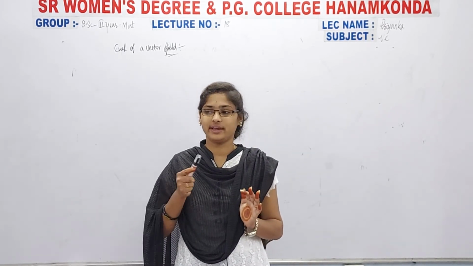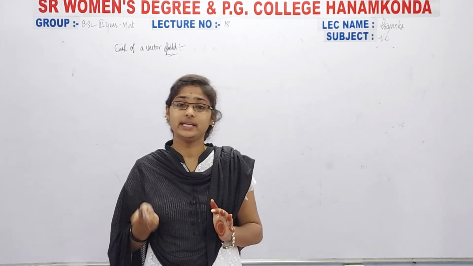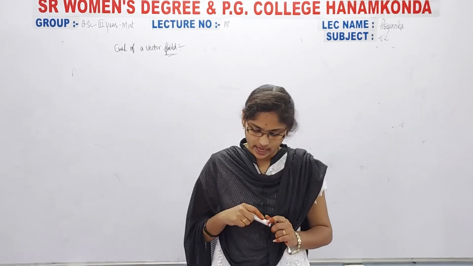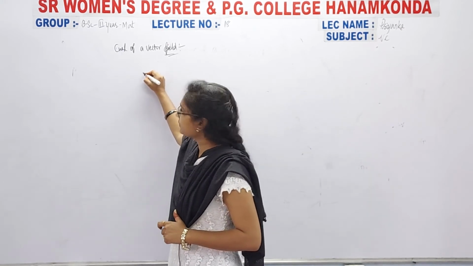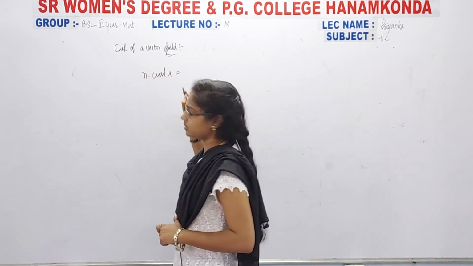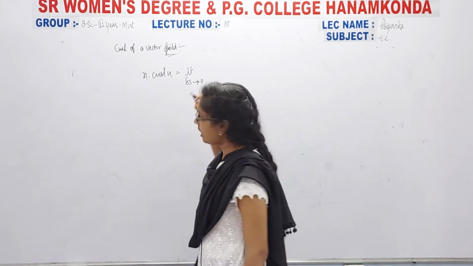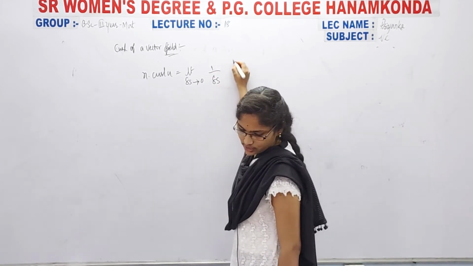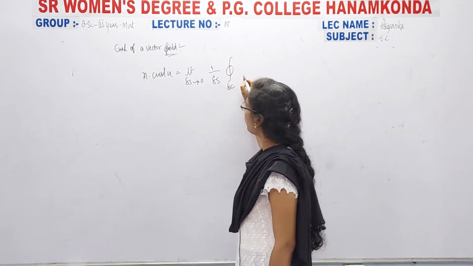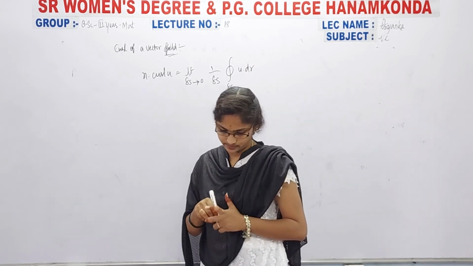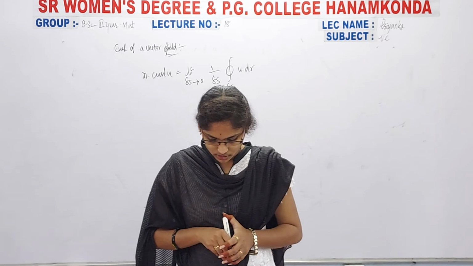The curl of a vector field u is a vector field, its component in the direction of the unit vector n is n dot curl u is equal to limit delta s tends to 0 of 1 by delta s times the single integral over the curve C of u dot dr. If you observe this one, it is nothing but the line integral.